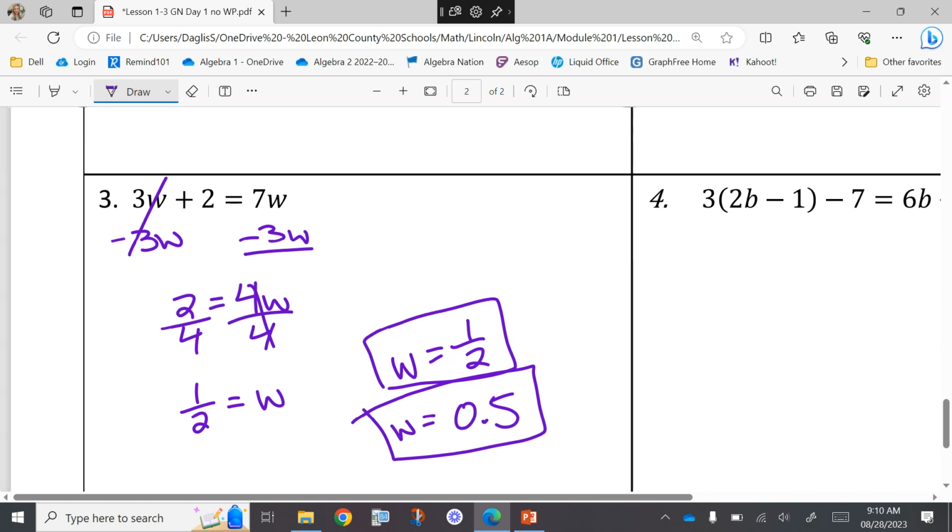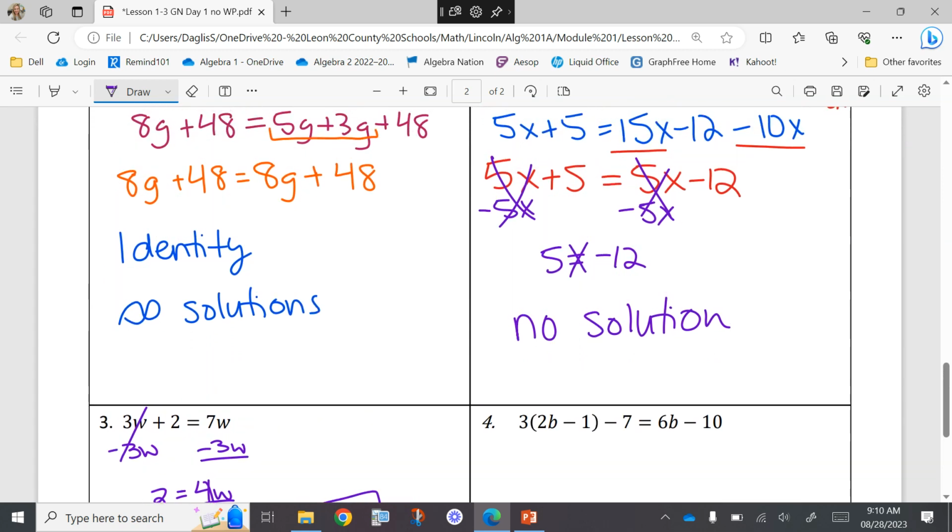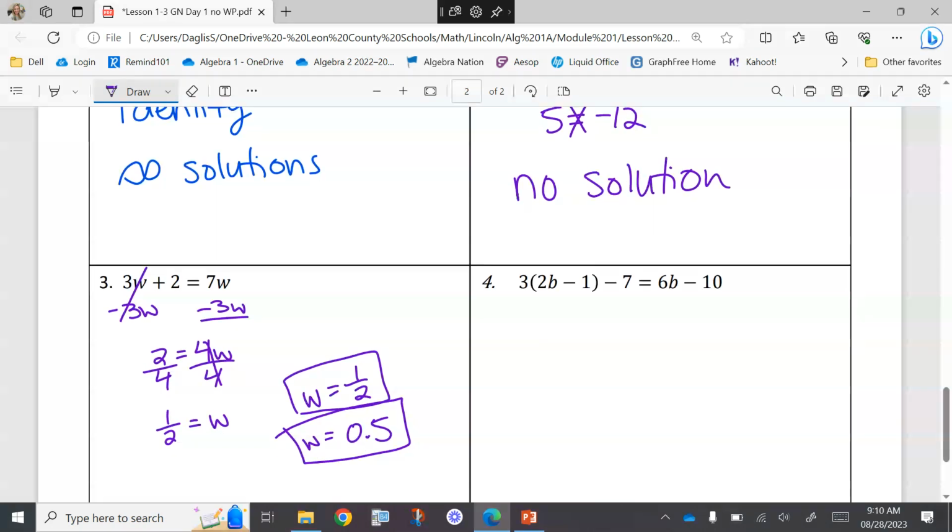Nope. That only happens if you're subtracting the exact same thing. Like 5x minus 5x. Oh, it's like I had 5 of something, I took all 5 of that something away. Yeah, here I have 7 watches. I took away 3 watches. I still have 4 watches. Does that make sense? So my w is still there.